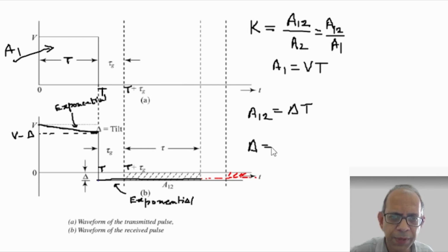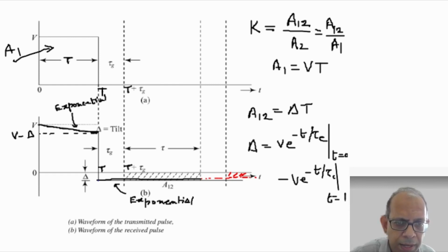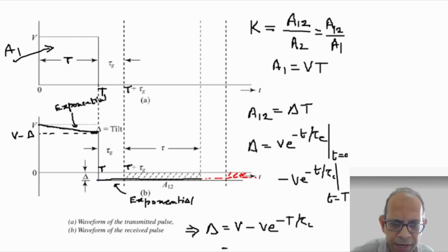So delta can be computed from here. Delta is this difference, V minus (V minus delta). So what is this potential V? V is simply V e to the power minus t by tau C at t equal to 0, minus what is V minus delta? V minus delta is V e to the power minus t by tau C at t equal to capital T, right? And from here we get delta equal to, when you put t equal to 0 here, this becomes 1, so simply V minus, when you put t equal to capital T, V e to the power minus capital T by tau C, and we can take V common from here, so 1 minus e to the power minus T by tau C.